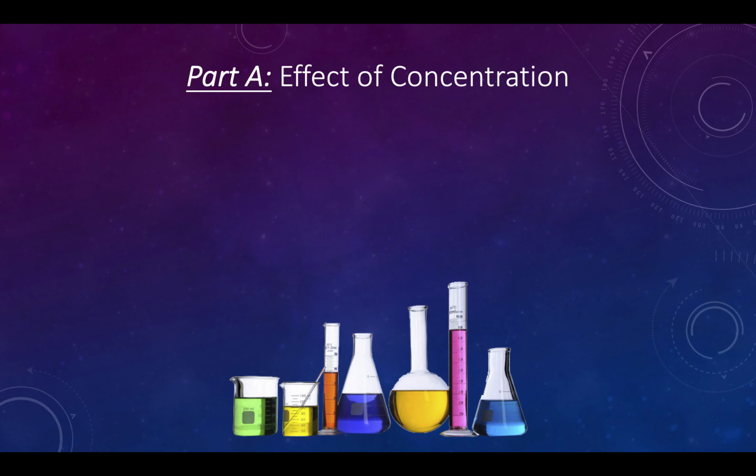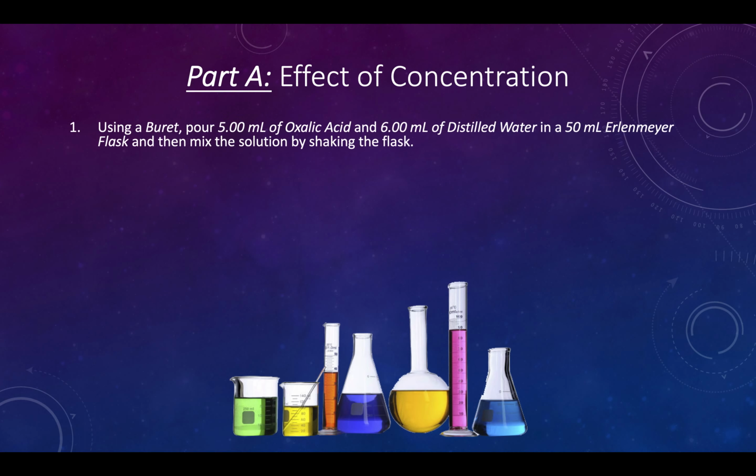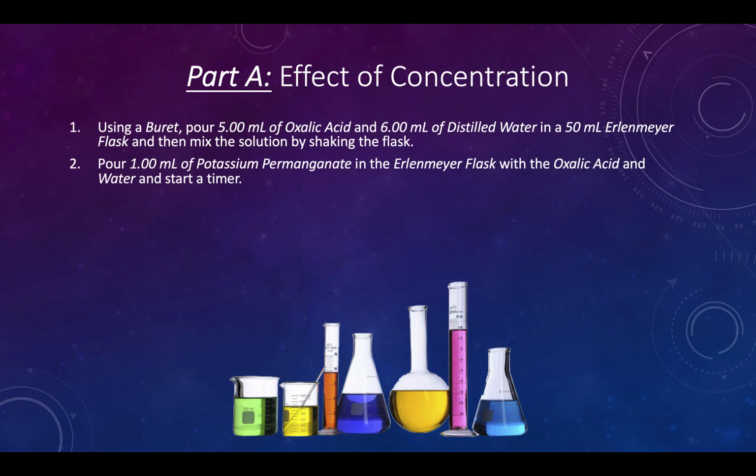In part A, we saw the effect of concentration. At first, we used a burette and poured 5.00 milliliters of oxalic acid and 6.00 milliliters of distilled water in a 50 milliliter Erlenmeyer flask, and then we mixed the solution by shaking the flask. In step 2, we poured 1.00 milliliters of potassium permanganate in the Erlenmeyer flask with the oxalic acid and water and started a timer.